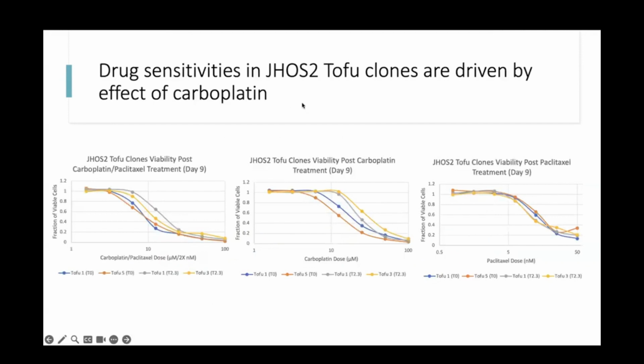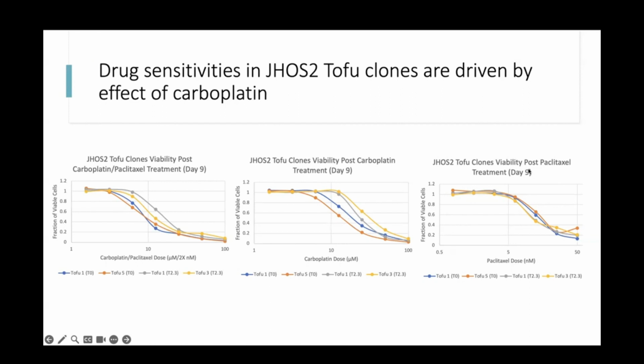Next, one of these clones from the JOS2 cell line was chosen for drug sensitivity experiments. In the first graph here, you can see that the cells were treated with carboplatin and paclitaxel in combination, and the T0 clones performed more poorly than the T2 clones. Fewer cells survived over the course of 9 days of treatment. Similarly, when these clones were only treated with carboplatin, the T2 clones survived better than the T0 clones.